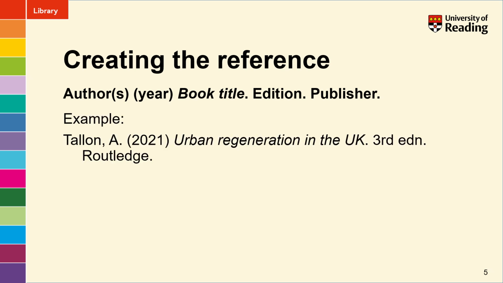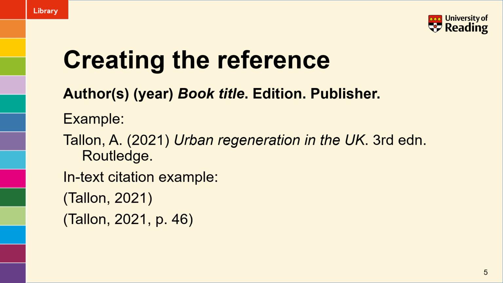So in our example, we have the author's surname, Talon, and initial A, the date 2021 in brackets, the title Urban Regeneration in the UK is in italics. This is the third edition, so that comes next, followed by the publisher's name, Routledge. Some referencing styles require the place of publication to be given before the publisher's name, but the latest version of Cite Them Right Harvard doesn't require this.